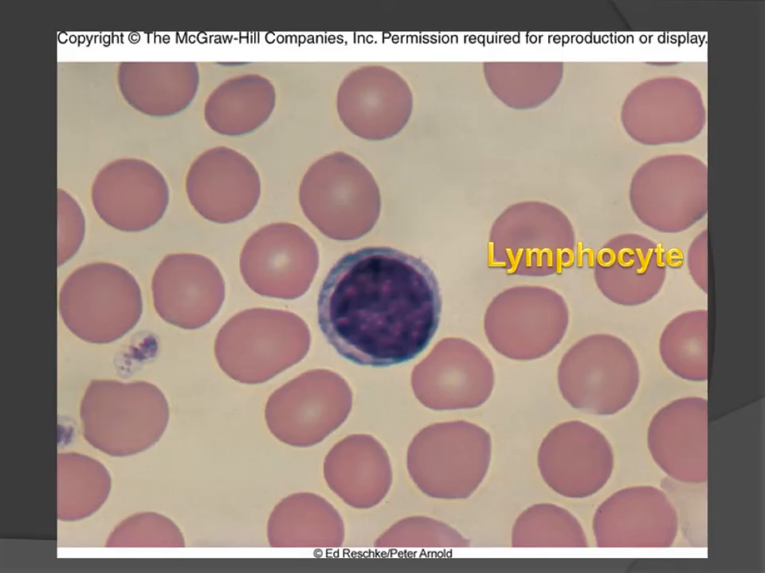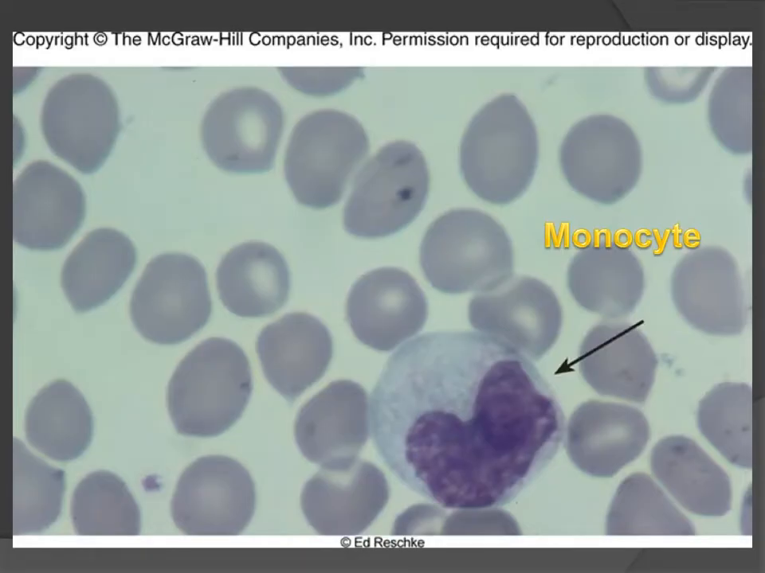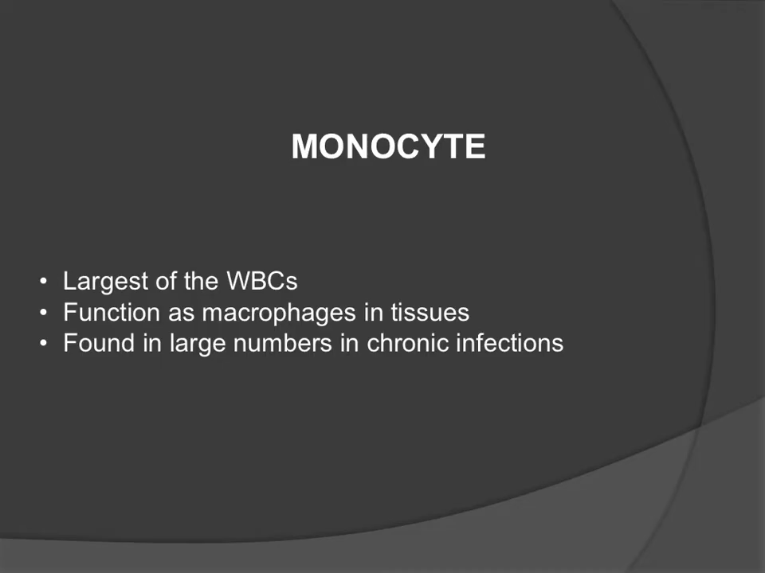Then we have a lymphocyte, found mostly in lymphatic tissue. It plays a major role in the immune response: B cells produce antibodies, and T cells attack directly. A monocyte is the largest of the white blood cells. They function as macrophages in tissues, and they are found in large numbers in chronic infections.